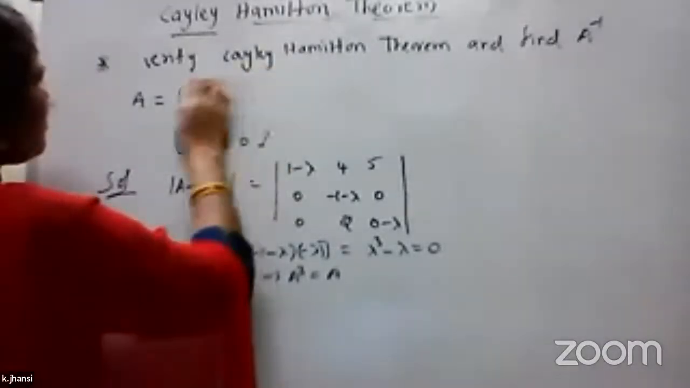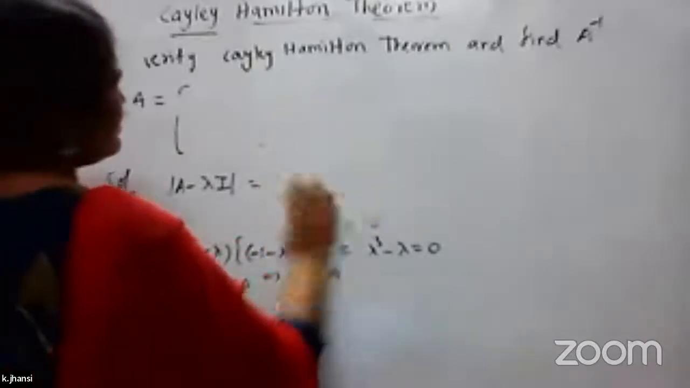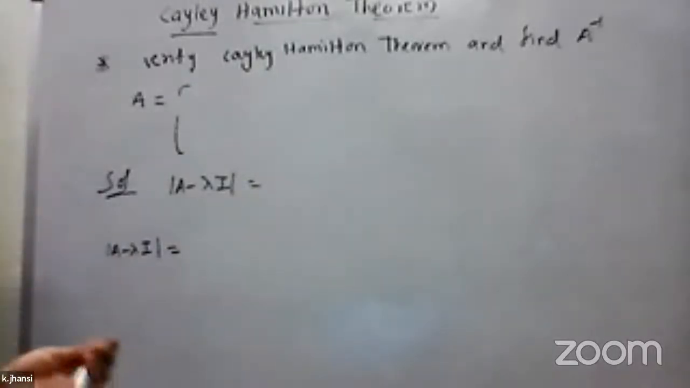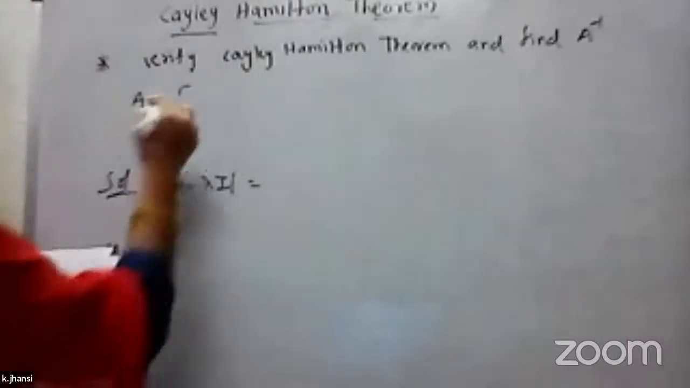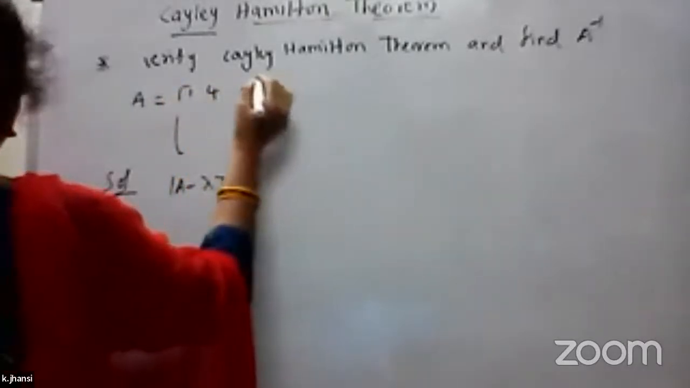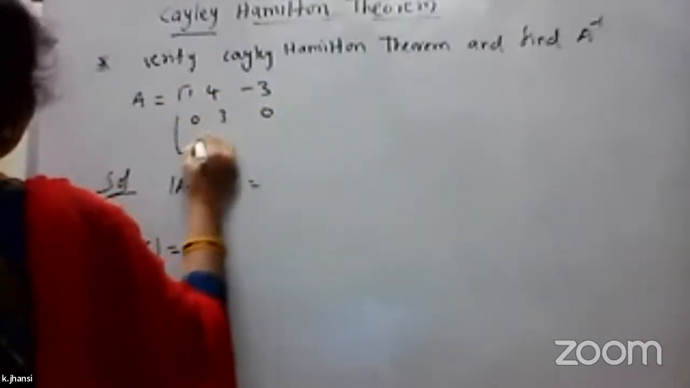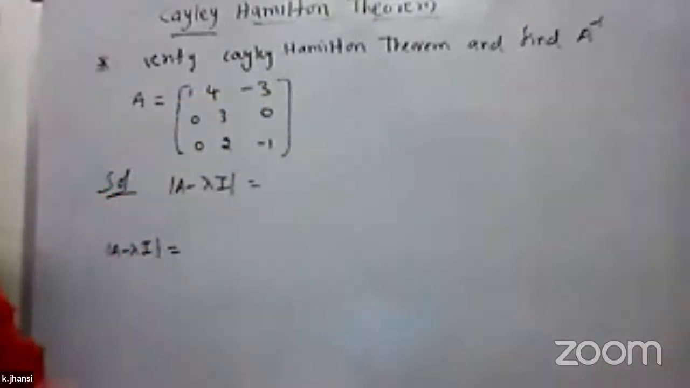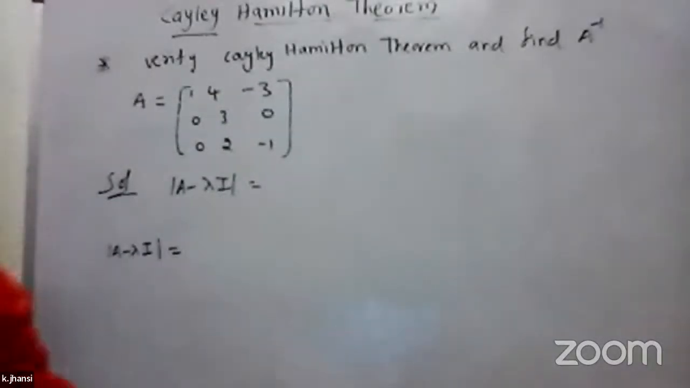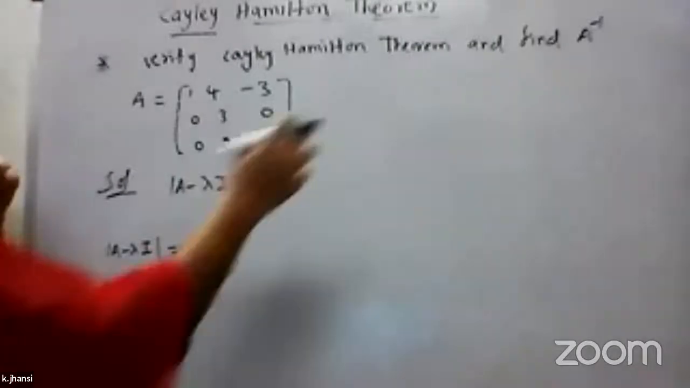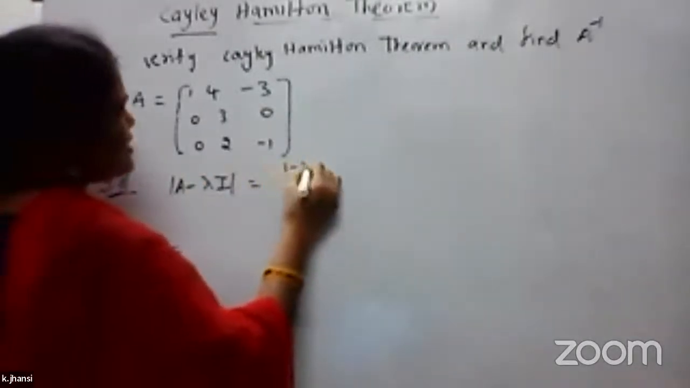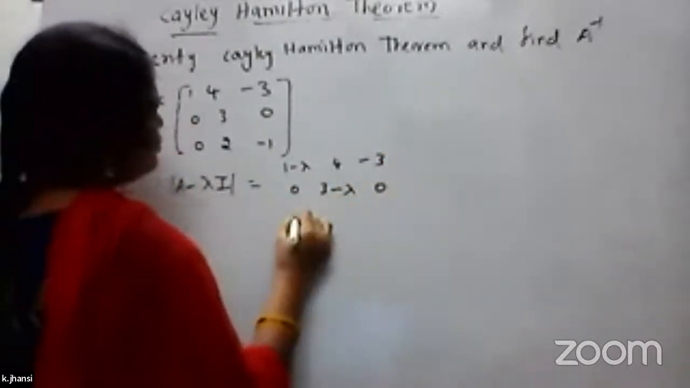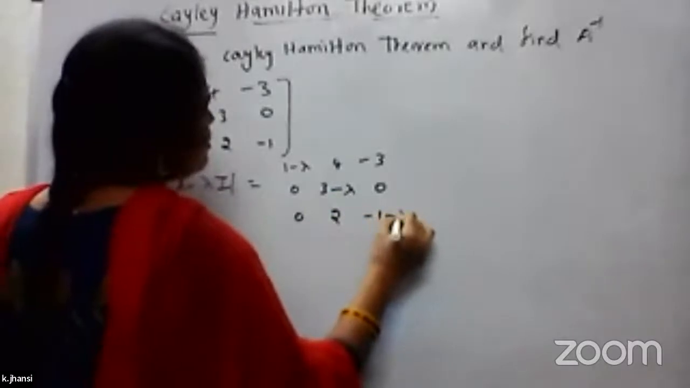so in this only one more problem you see. So next one is 1 4 minus 3, 0 3 0, 0 2 minus 1. Whatever we have done in the last problem will be asked only for verifying the Cayley-Hamilton theorem. Okay, so for finding the characteristic equation, we can take this one here, that is 1 minus lambda, 4, minus 3, 0, 3 minus lambda, 0, 0, 2, minus 1 minus lambda.